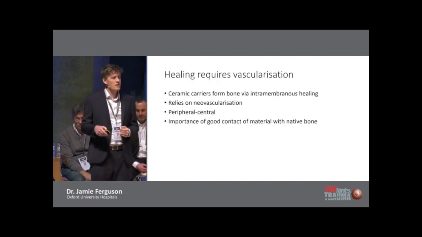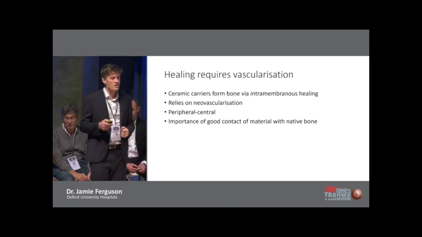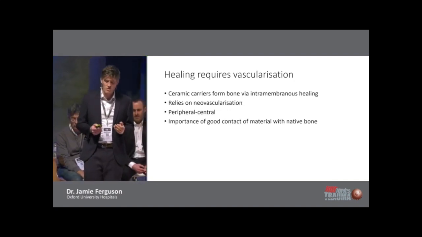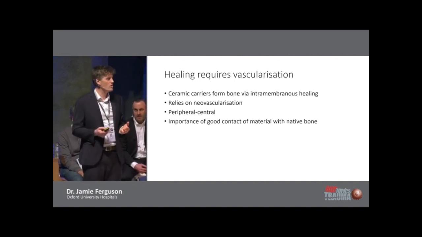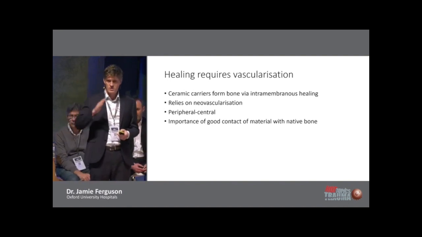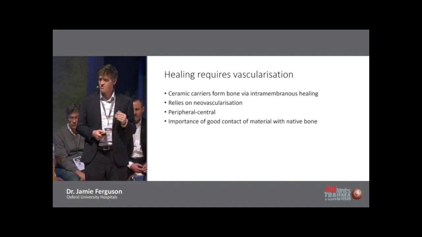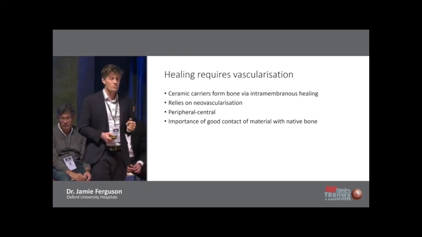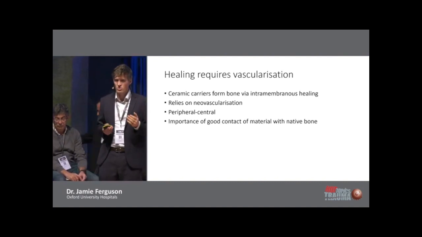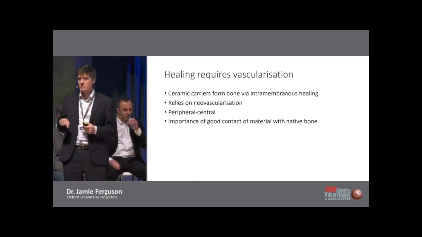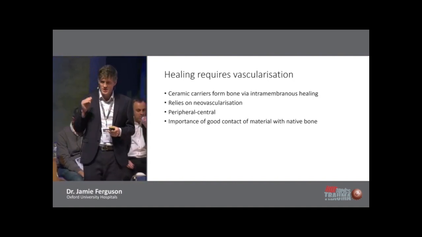The key message really is that if you want bone healing, you need vascularization. And the problem with the cement or the ceramic carriers is that they rely on this vascularization for the bone cells to get to the area to heal. So they have to heal from the periphery to the center. And often, the major issue is the lack of the blood supply. That's the limiting factor. So there's an argument you need good bone contact with the native bone, with the material, to actually allow that to happen. Because this happens by intramembranous ossification. It's not cartilage. It needs to be in contact with the bone.